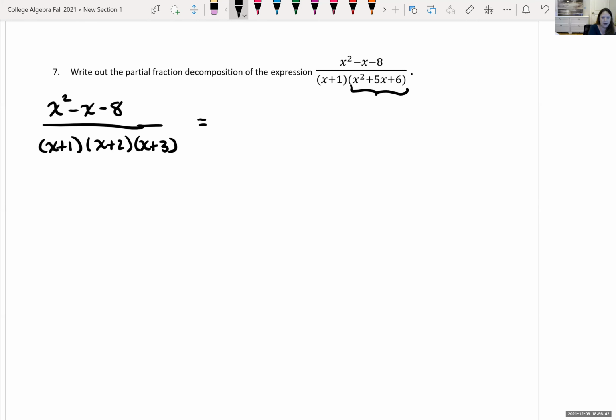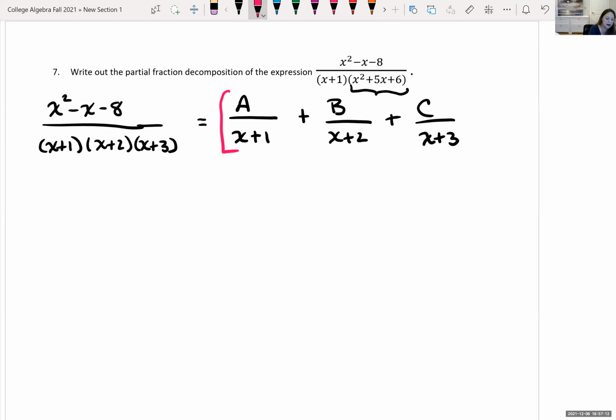So what type of factors we have in the denominator determines how we rewrite this. They're all linear factors that only appear once. And so to rewrite this, we're going to do A over x plus 1, plus B all over x plus 2, plus C all over x plus 3. We can now clear our fractions by multiplying through by our LCD. Our LCD is (x plus 1) all times (x plus 2) all times (x plus 3).